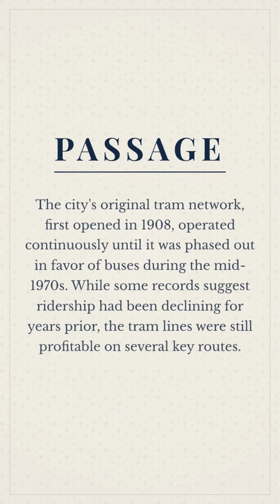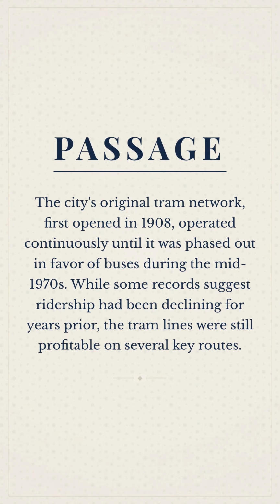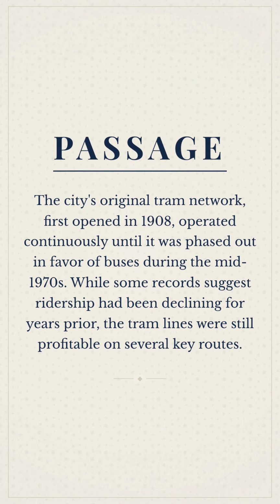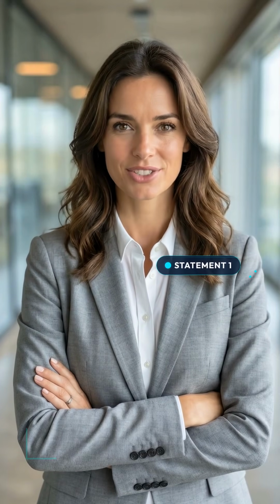Let's test this for real. Same short passage, 4 statements, and I want you pausing before each reveal. No cheating. The city's original tram network, first opened in 1908, operated continuously until it was phased out in favour of buses during the mid-1970s. While some records suggest ridership had been declining for years prior, the tram lines were still profitable on several key routes. Statement 1. The tram network first opened in the early 20th century.